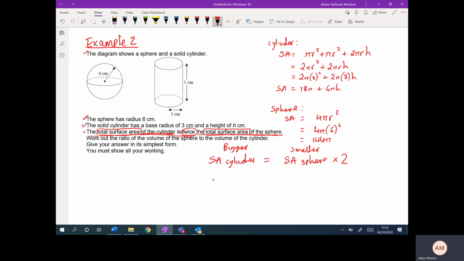So what's the surface area of a cylinder? Well, it's 18 pi plus 6 pi h, and is equal to surface area of a sphere, which is 144 pi and times 2. That's forming the equation using this third line here. From here we can see that we can tidy this up a bit. 288 pi is equal to 18 pi plus 6 pi h, and we can see here there's an unknown, h, so we would solve for h and then carry on with the rest of the question by doing line by line maths.